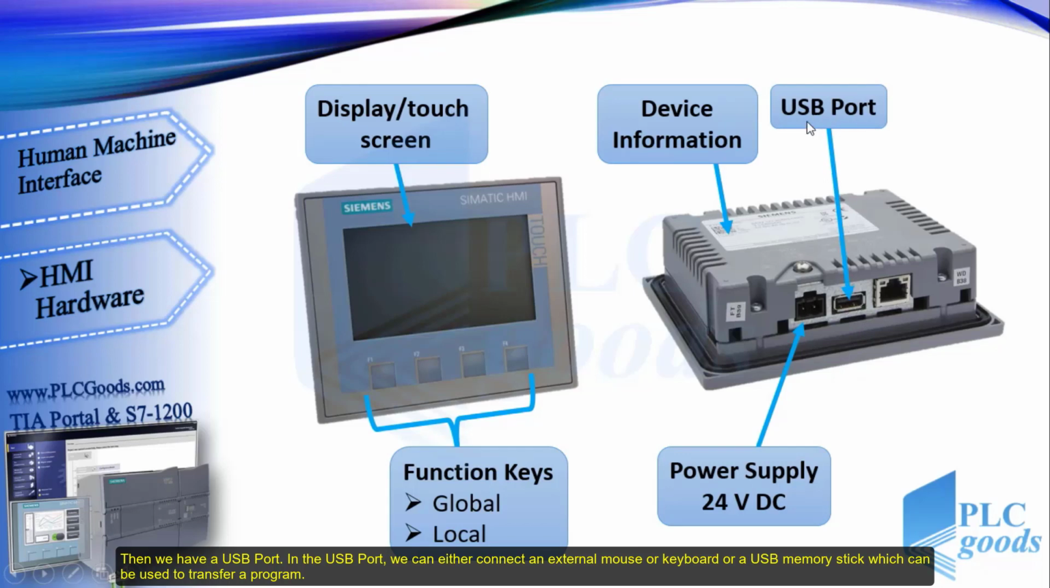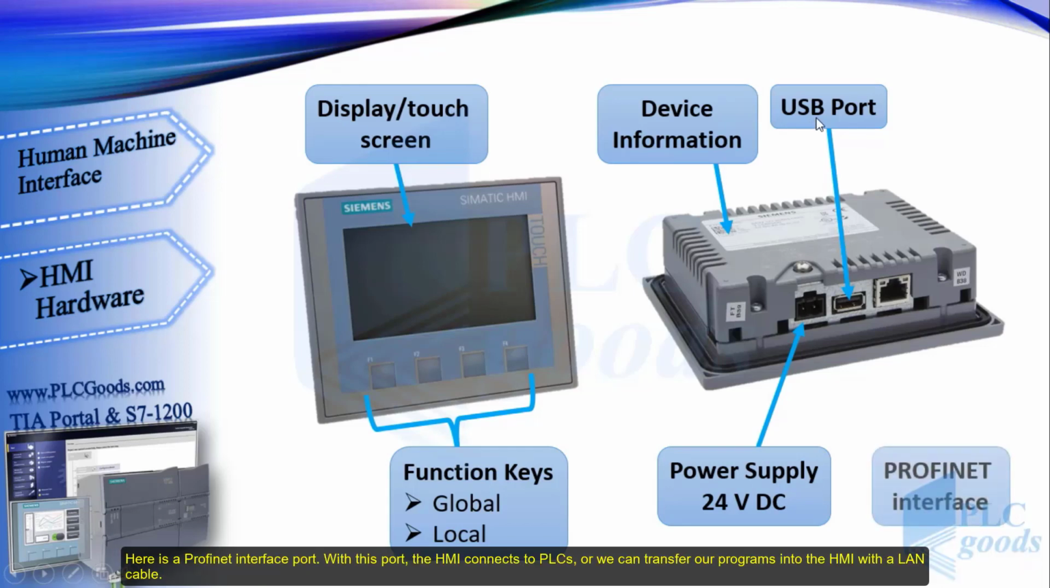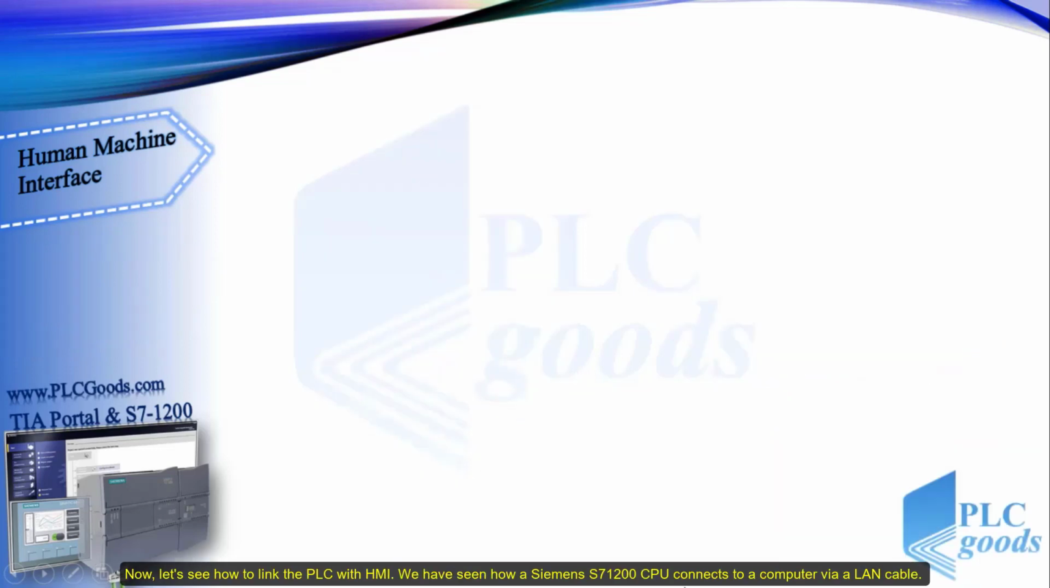In the USB port, we can either connect an external mouse or keyboard or a USB memory stick, which can be used to transfer a program. Here is a Profinet interface port. With this port, the HMI connects to PLCs, or we can transfer our programs into the HMI with a LAN cable. Now let's see how to link the PLC with HMI.